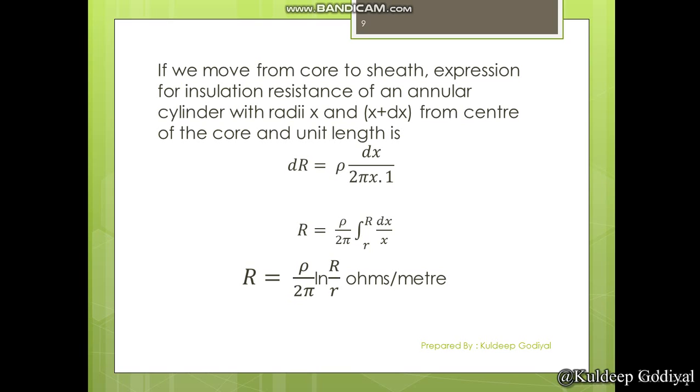If we move from core to the sheath, the expression for insulation resistance of an annular cylinder: let's say the radii of insulation start from x and end at x plus dx, meaning x is the inner radius and x plus dx is the outer radius from the center of the core, and we are taking a sample of unit length of the insulated cable. So dR will be rho into dx upon 2 pi x into 1. dx is the small length, whereas 2 pi x into 1 is the area.